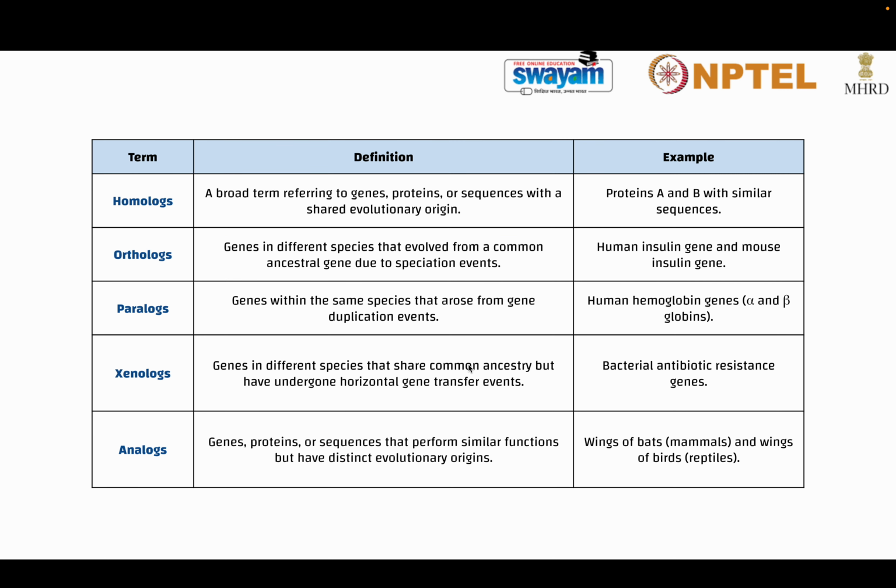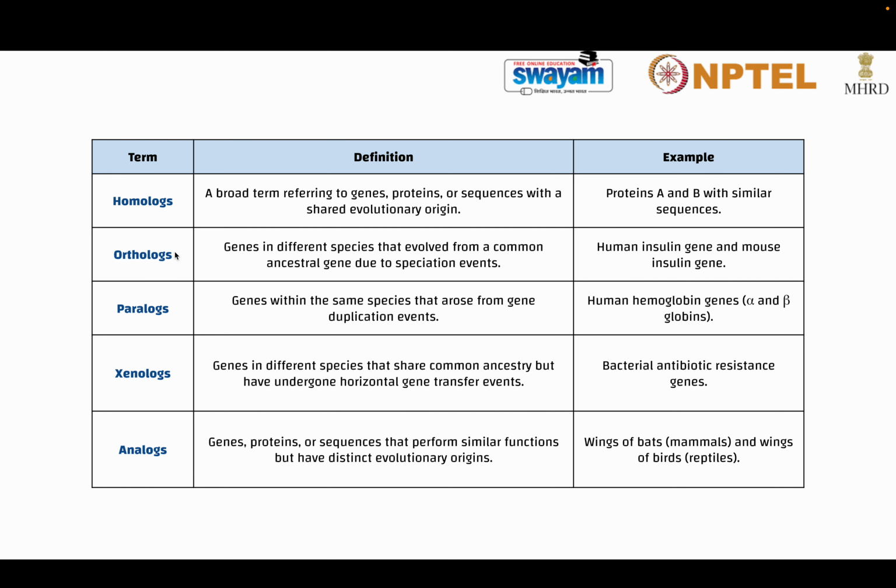Now let's go through the different terms which are confusing so that you can get clarity. When we say homologs, it is a very broad term which refers to genes, proteins or sequences with a shared evolutionary origin. That means their origin is the same. They can be proteins, genes, or sequences. For example, if we have protein A and B with similar sequence and a similar origin, it will be a homolog.